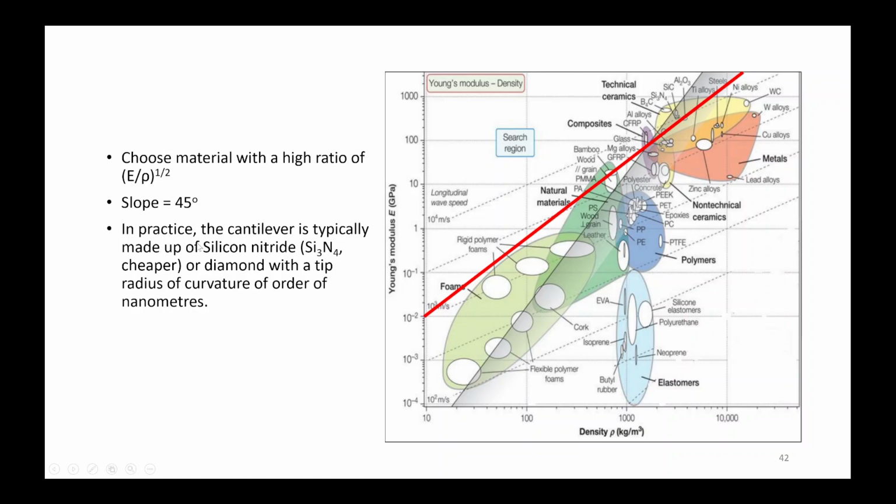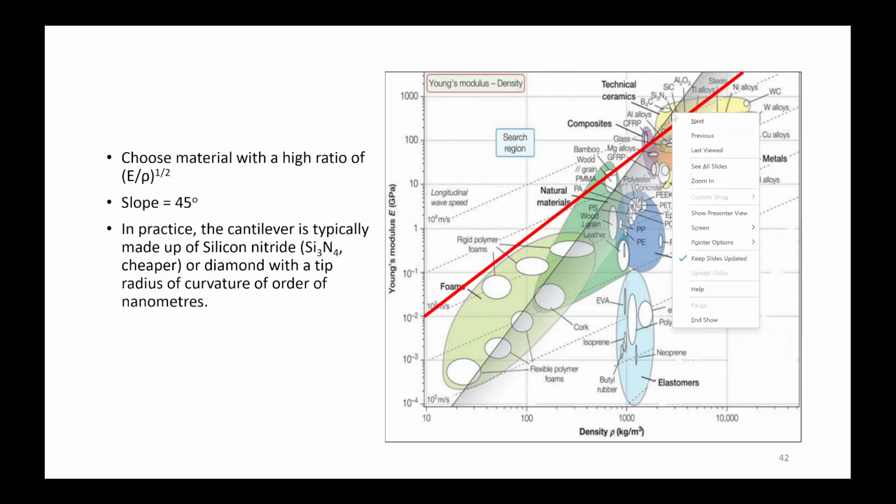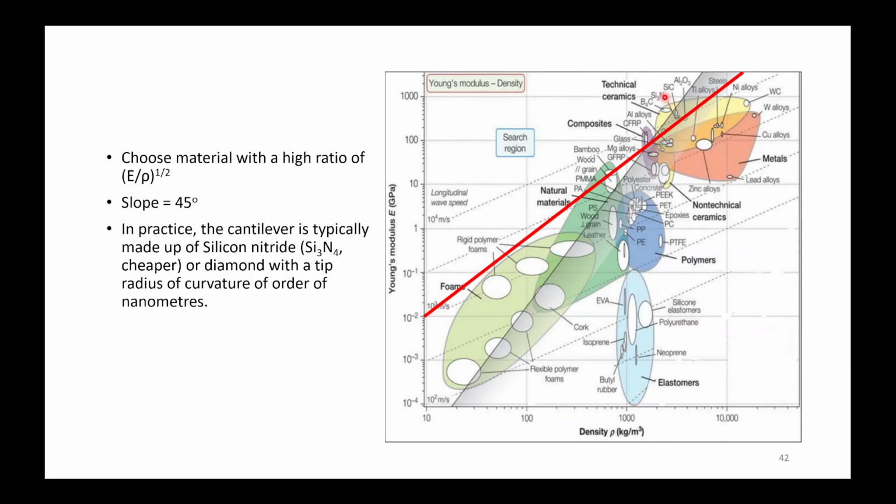In practice, the cantilever is typically made of silicon nitride, which is shown here, inside this search region, or diamond with a tip radius of curvature of the order of nanometers. So this is your Ashby diagram. In this we'll be drawing this line corresponding to this performance index, and we'll be finding our material, which is silicon nitride.